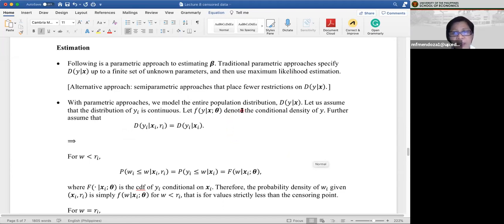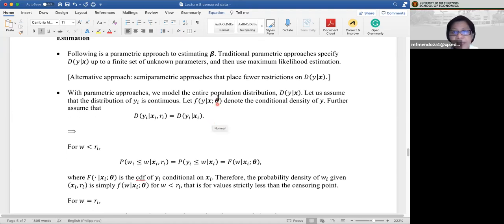With parametric approaches, we have to model the entire population distribution, the conditional distribution of y given x. Let us assume that the distribution of y sub i is continuous, so y has a density function. Let that conditional density function of y be denoted by this. This is the conditional density of y given x and the parameter theta. Theta can be a vector of parameters. Of course, in maximum likelihood, it is actually theta that we would like to estimate, and from data we can estimate the regression parameters of interest.